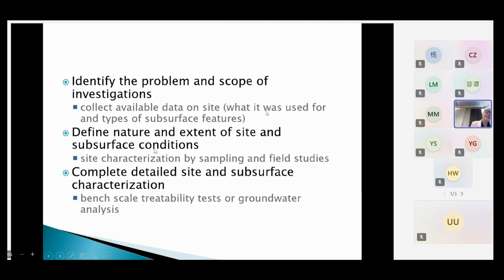The second step, to get the extent of the site and subsurface conditions, is that you probably have to start physically getting in there and taking some samples. So you can get an idea of where the contaminants are, how fast they are moving, and where they are going. And then thirdly, to do a detailed site and subsurface investigation, you might need to do some tests in the lab to see what kind of absorption capability the soil has, and things like this.